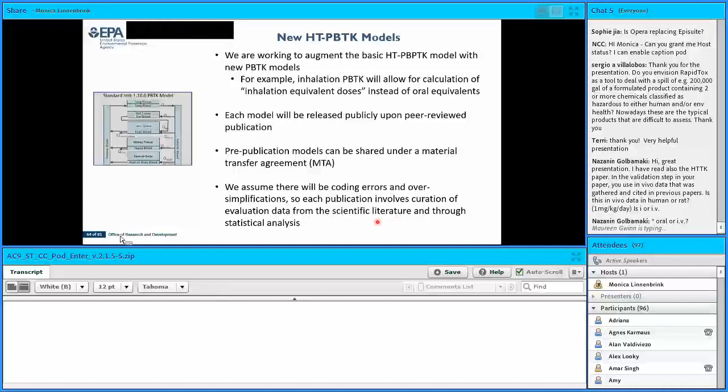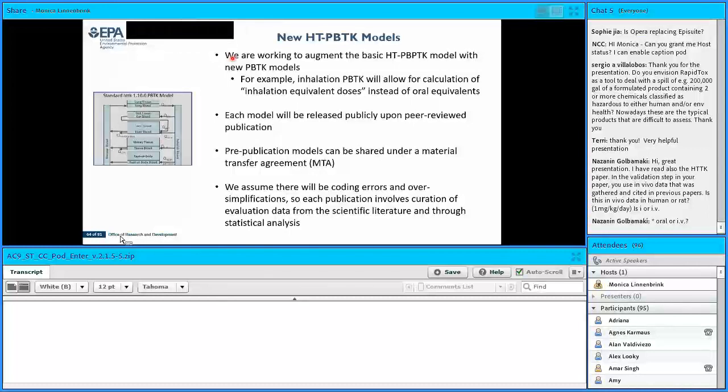All right, now I'm going to change gears from the new data just to talk a little bit about new generic PBTK models. So this is the generic model I'm showing you right now. However, we are working with a number of groups to augment this generic model to do other important routes, other important conditions, and each model is publicly released upon a peer-reviewed publication. They're cleared as part of that publication.